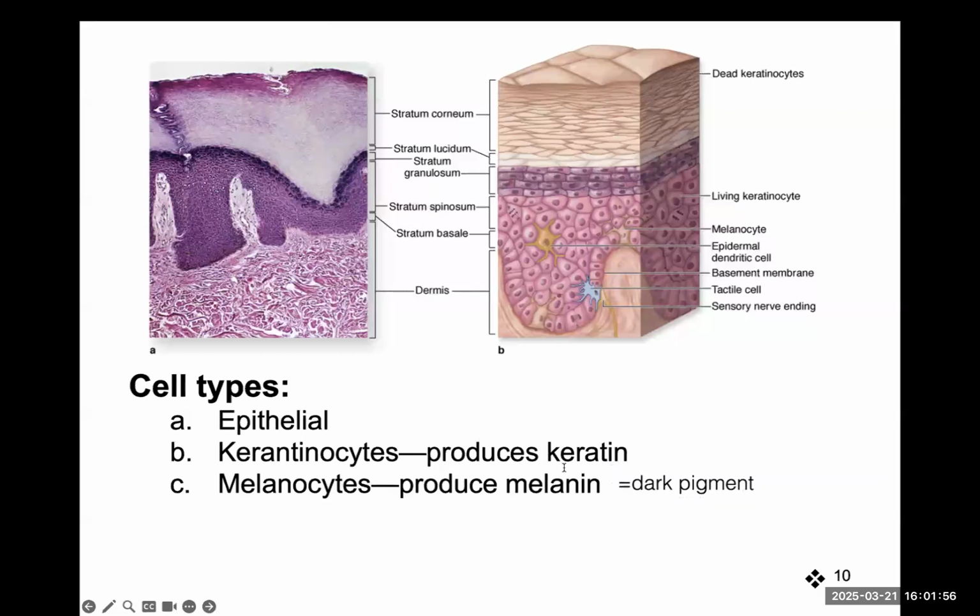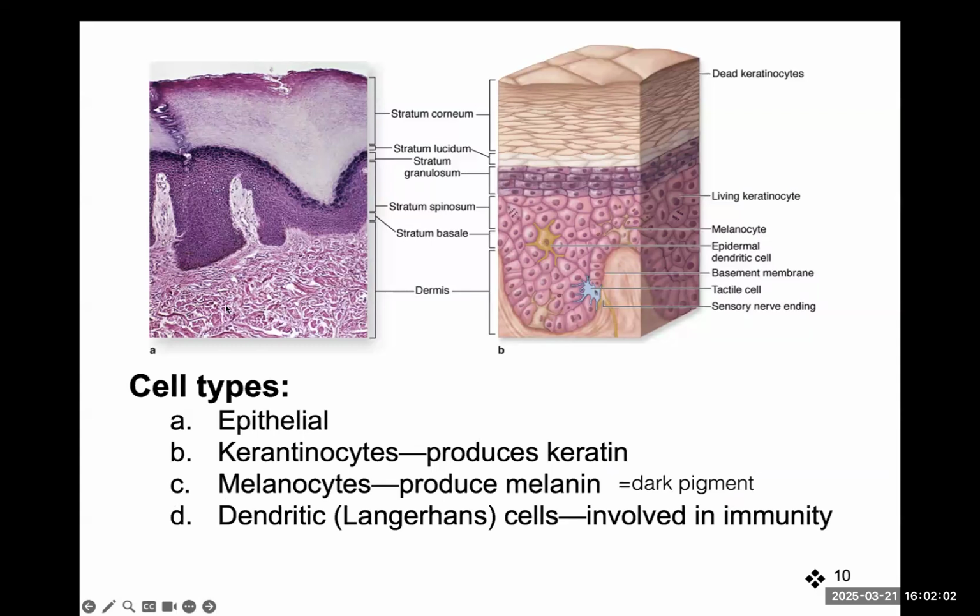And that's how a person gets suntan. And then there are something called dendritic cells, and they have two names. They're also called Langerhans cells. In your textbook, it's going to be dendritic, but the old name is Langerhans. That was a historical name because it was named after the scientist who discovered it. And these cells are involved in immunity.